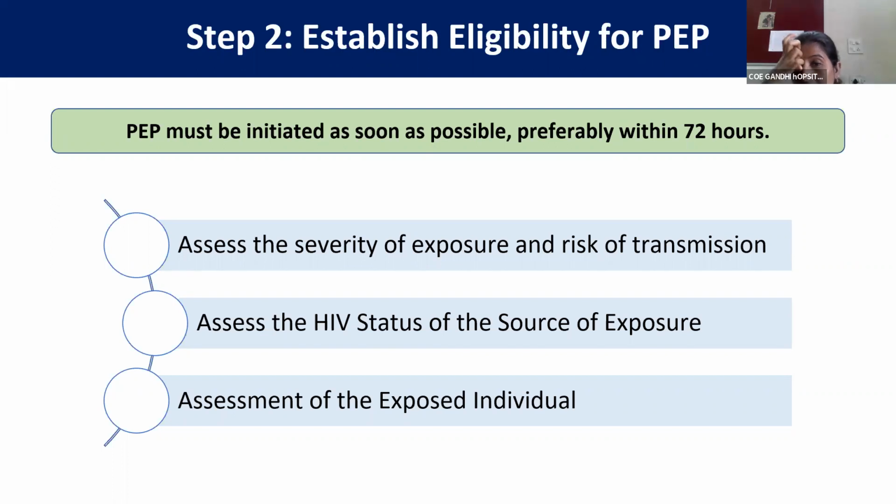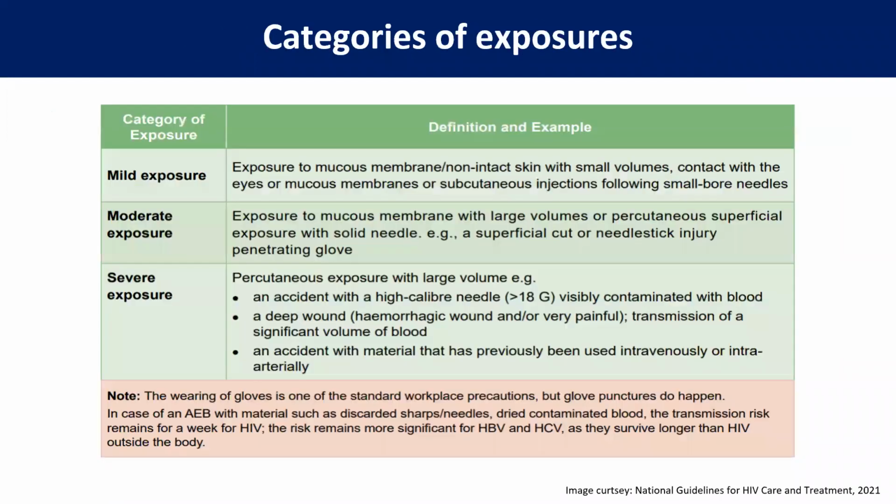First, assess the severity of exposure and the risk of transmission. Then assess the HIV status of the source person and also assess the exposed individual. We can categorize exposures as mild, moderate and severe. Exposure of the mucous membrane or non-intact skin with a small bore needle or small volumes is a mild exposure. Exposure of the mucous membrane with a large volume, or a percutaneous superficial exposure with a solid needle, is a moderate exposure. Percutaneous exposure with a large volume, an accident with a high caliber needle, a deep wound, or an accident with material previously used intravenously or intra-arterially is severe.